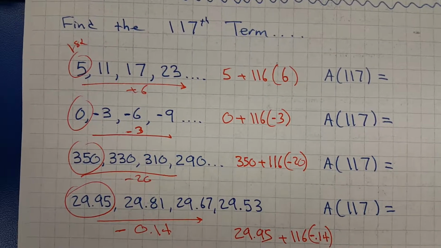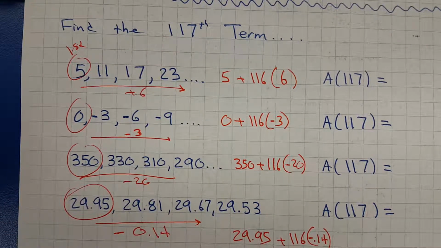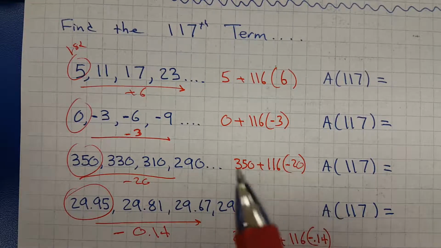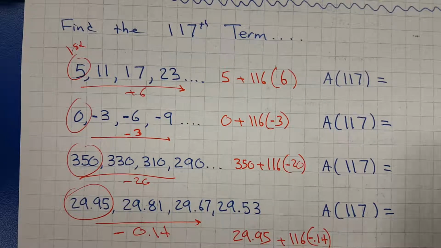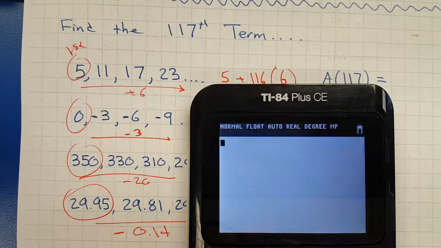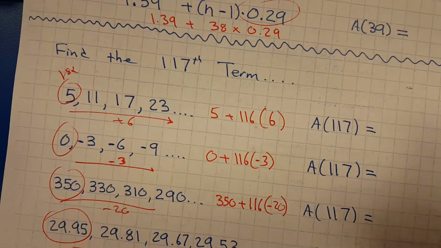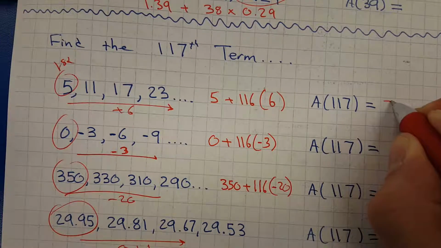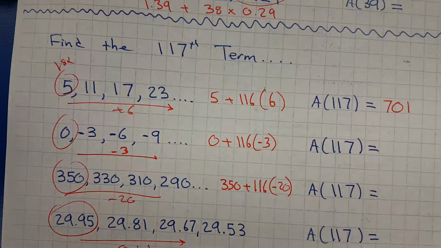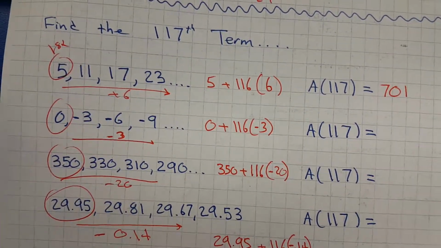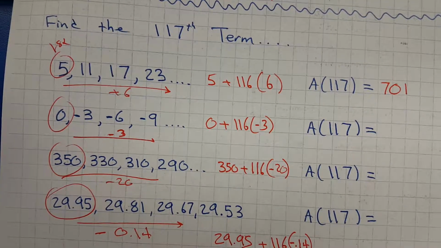Okay, once you understand the concept of what it means to find the whatever number term in the sequence, you can kind of hijack the explicit formula setup and you can find your answers in no time. So let's do the first one here really quick. So let's go 5 plus 116 jumps, and each jump was 6. So 701. The 117th number in this sequence would be 701. Gross. That is a lot of numbers.